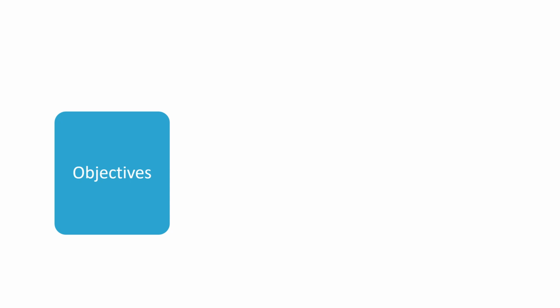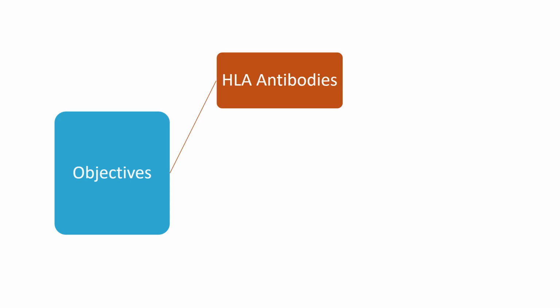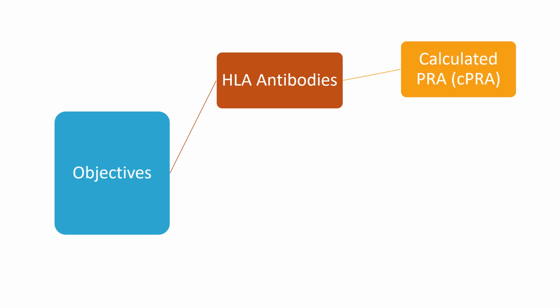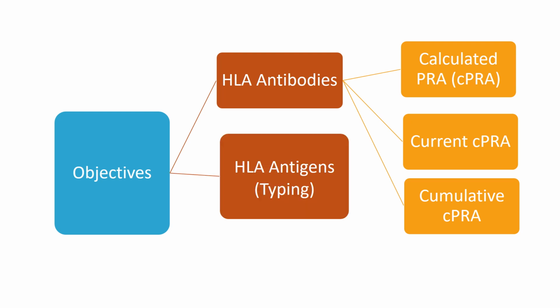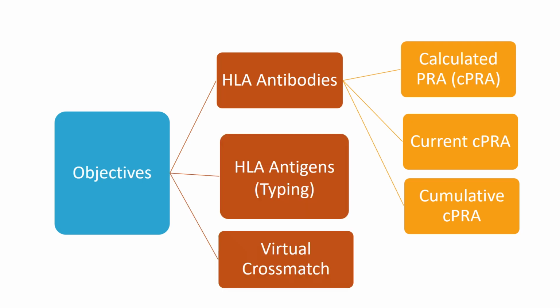So at the end of this presentation, you should learn the following terminology: HLA antibodies, what's the difference between calculated CPRA, current CPRA, and cumulative CPRA, HLA antigen or HLA typing, and finally, I will wrap up the presentation by talking about the virtual crossmatch.